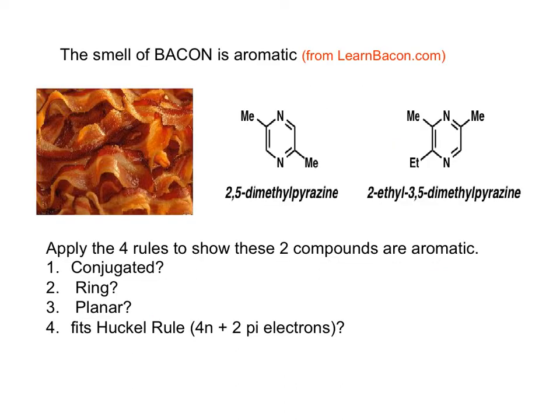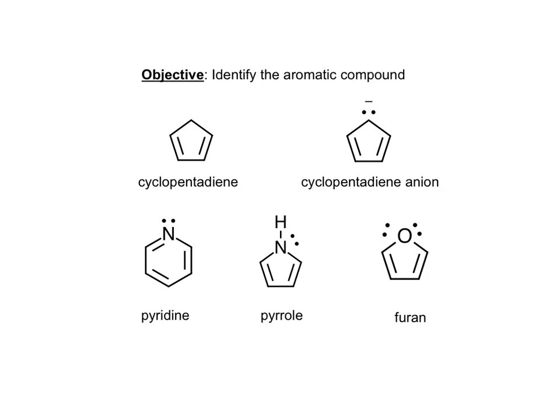So these 2 compounds smell like bacon, so apply the 4 aromaticity rules to show that these 2 compounds are aromatic. And stop the video. So each compound is conjugated. Note that these compounds contain carbon-nitrogen bonds instead of carbon-carbon bonds. The conjugation is in a ring. Note that the 6 atoms in each ring are all in a plane. And note that each compound also fits the 4n+2 rule. There are 6 electrons in each ring.